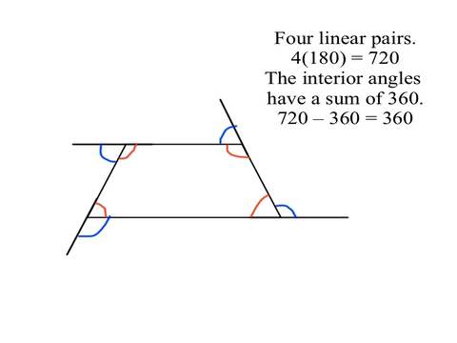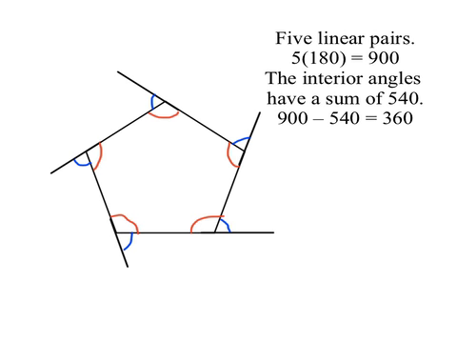Now we have 4 linear pairs. 4 times 180 is 720. The sum of the 4 interior angles in the quadrilateral we know is 360. 720 minus 360 is 360. So the sum of the 4 exterior angles is 360.